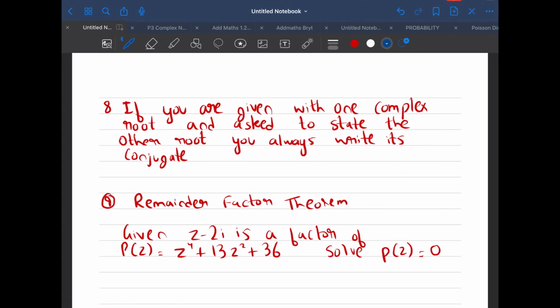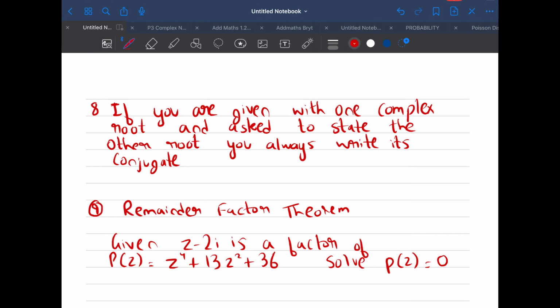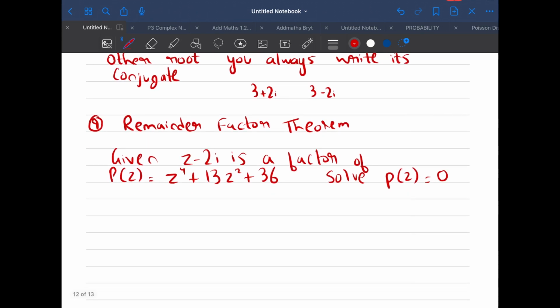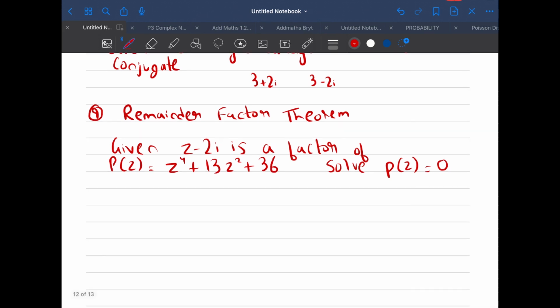What's point 8? If you are given any complex root and the question says state the root, or you are supposed to form a quadratic equation, in that case, the other root is always its conjugate. So let's suppose they tell you that one root is 3 plus 2 iota. So what will be the other root? 3 minus 2 iota. So that was point 8. I'll use point 8 in point 9. Point 9 involves remainder factor theorem questions of complex numbers.